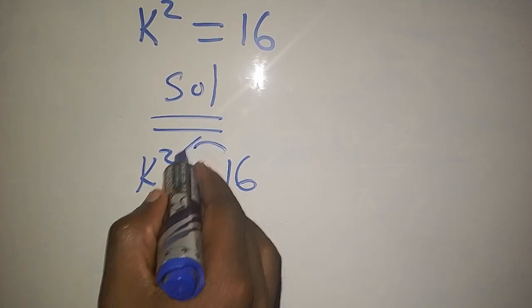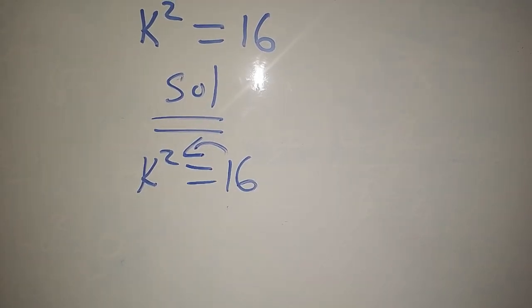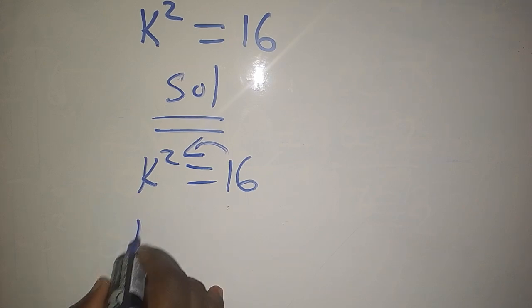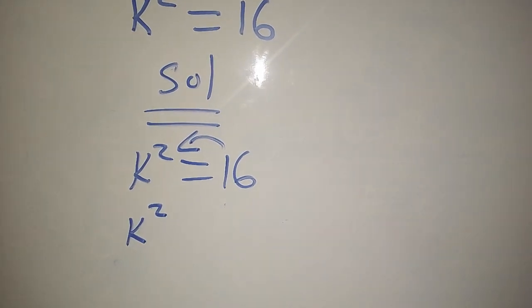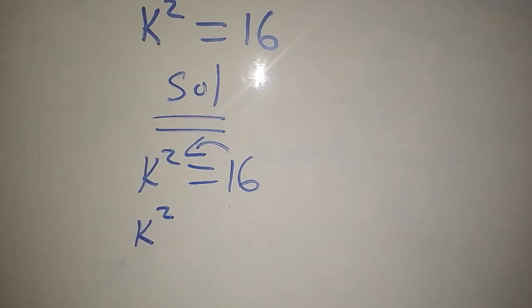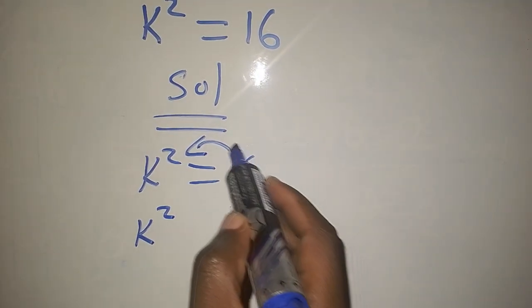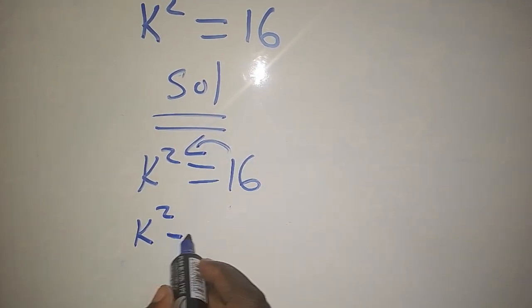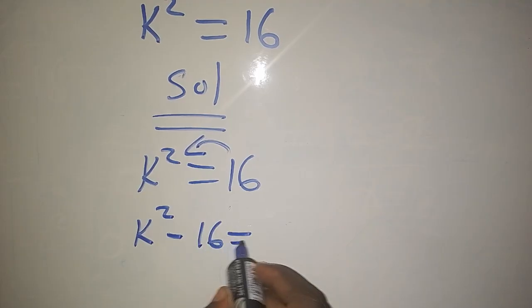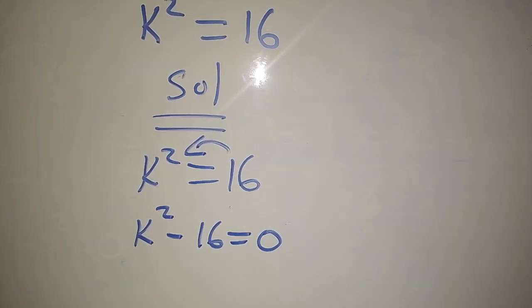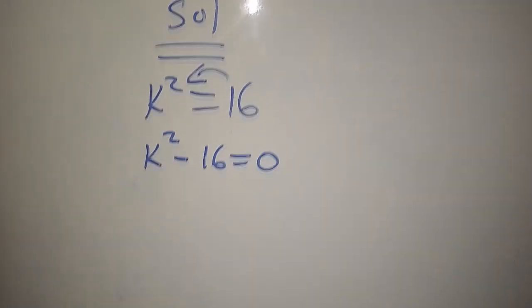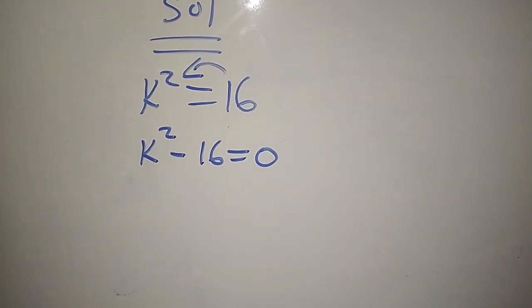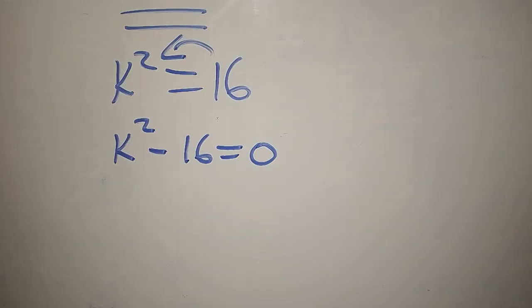So I want 16 to go to the other side. So I'm going to have k to the power of 2. You see that? 16 is positive, and when it crosses the equal sign, it becomes negative 16, then equals 0.